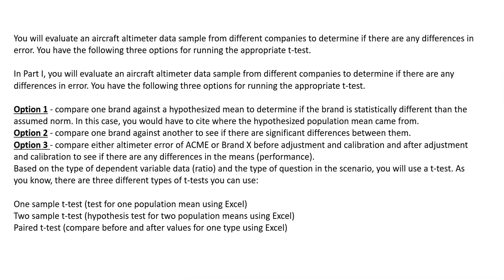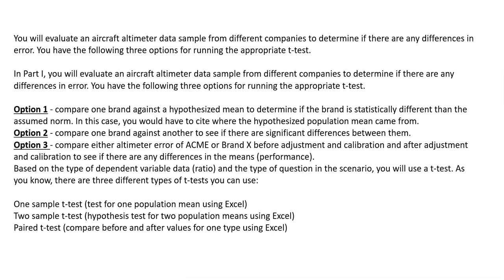The first option says compare one brand against a hypothesized mean to determine if the brand is statistically different than the assumed norm. In this case, you would have to cite where the hypothesized population mean came from. So that's one. Option 2 says compare one brand against another to see if there are significant differences between them.